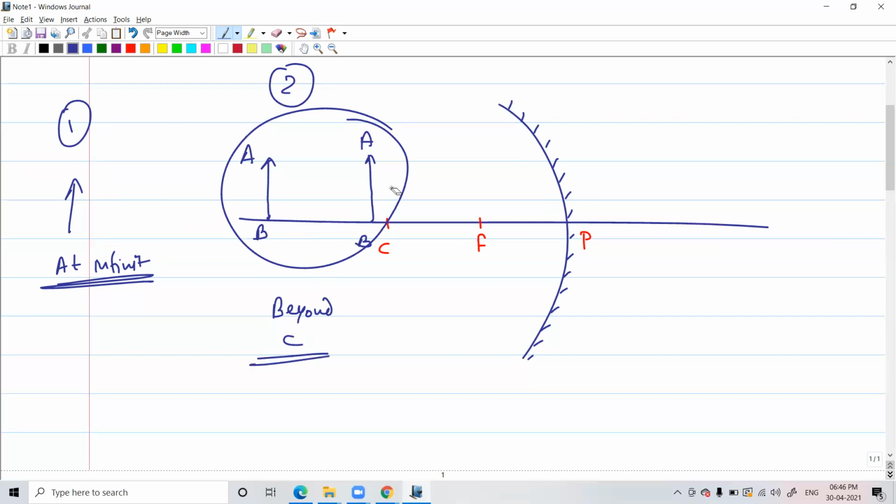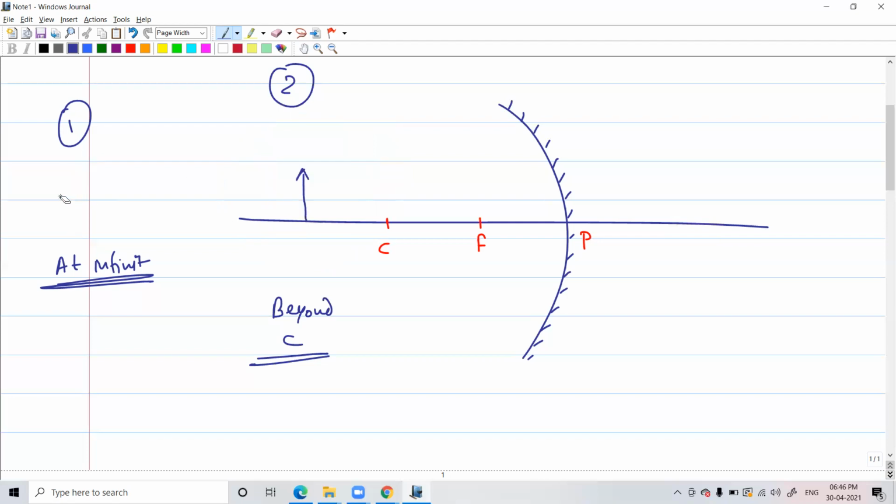beyond C. Okay, so let me put only one single ray diagram for that over here, somewhere close to this. Let's say this is the case. So yeah, here it will be A, B. This is A, B.